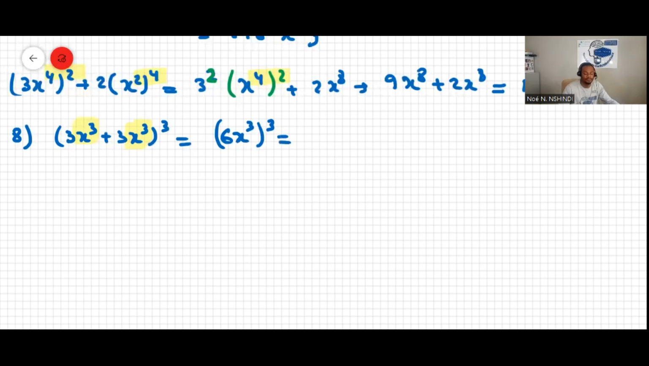And then it's going to be 6 to the power of 3, and then x to the power of 3 to the power of 3. Then this makes x to the power of 3 times 3, and 6 to the power of 3 is 216. And then that makes x to the power of 9. Okay.